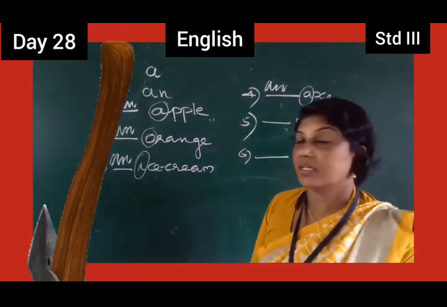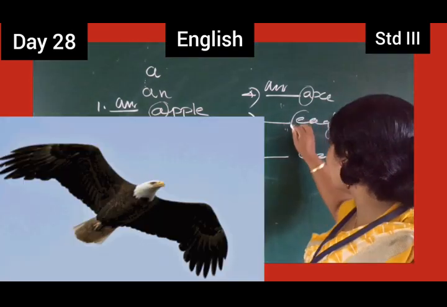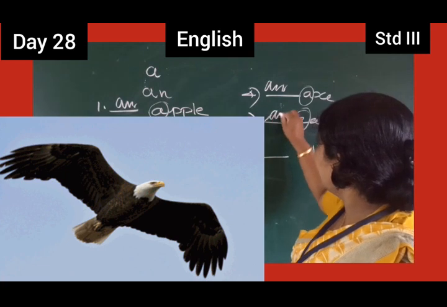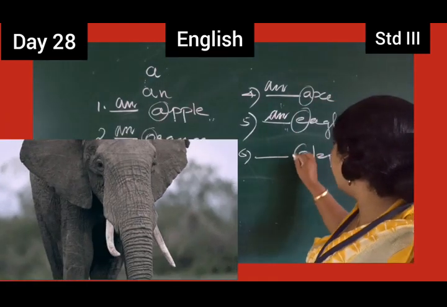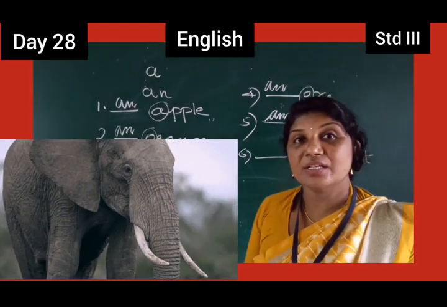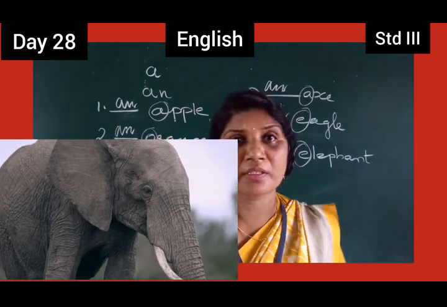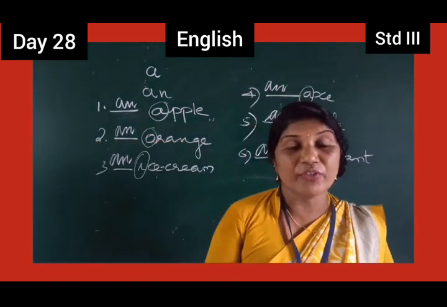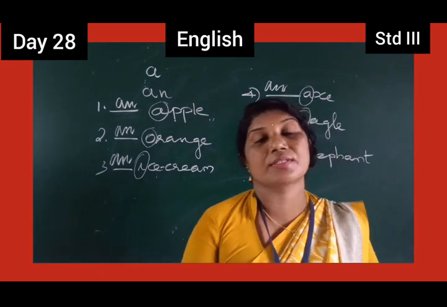An ox. The next one, dash egg. So the first letter is E. E is a vowel. So you should write there an egg. The next one, dash elephant. The first letter is E. So you should write here an elephant. Understood? So here we use an in front of the word beginning with vowels.